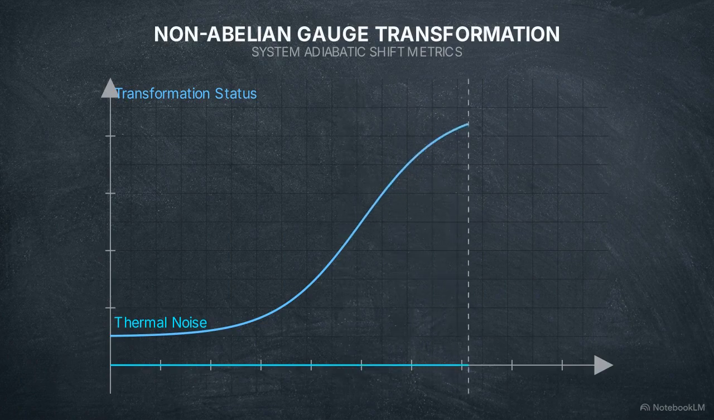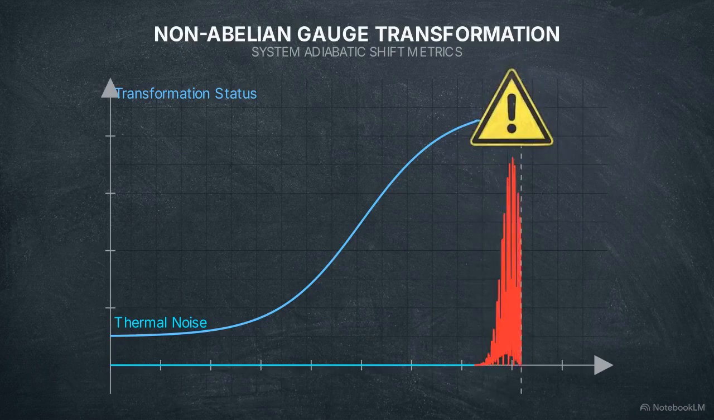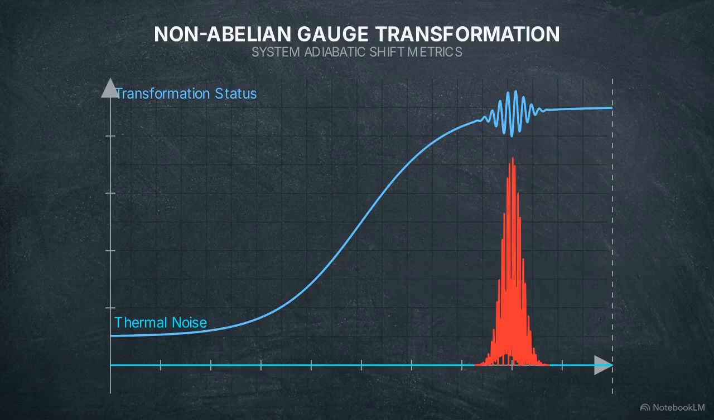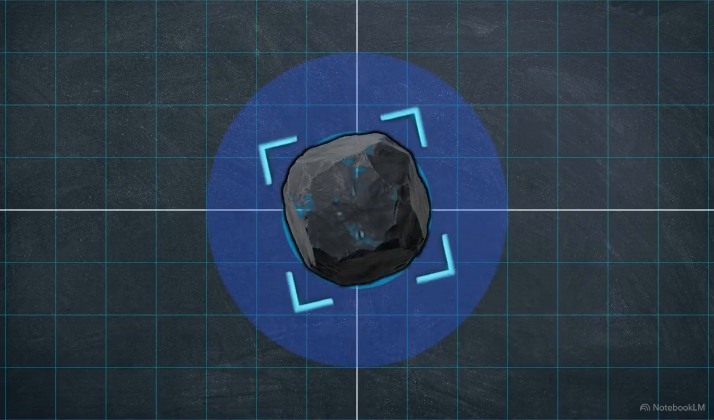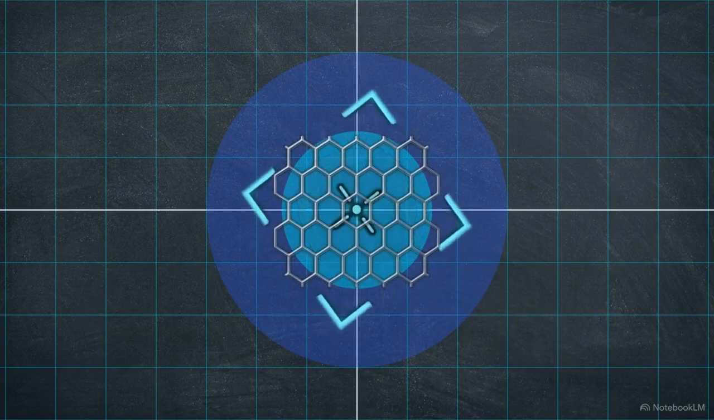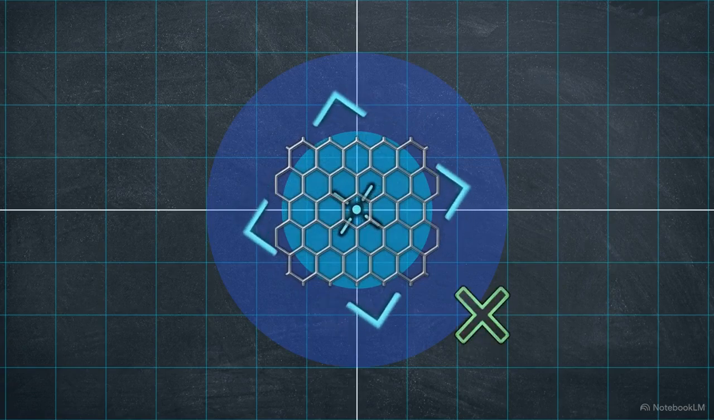Rushing this shift creates a rapid temperature spike and generates dangerous decay radiation. Maintain the current pace. The thermal camera shows uniform blues and greens. This confirms the adiabatic state is stable and no heat is being generated.